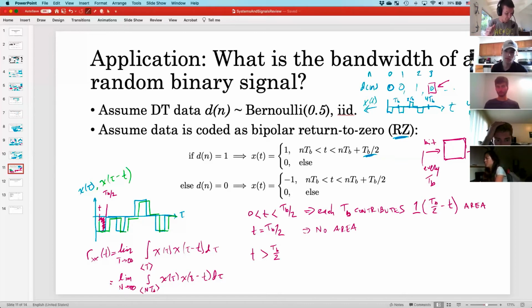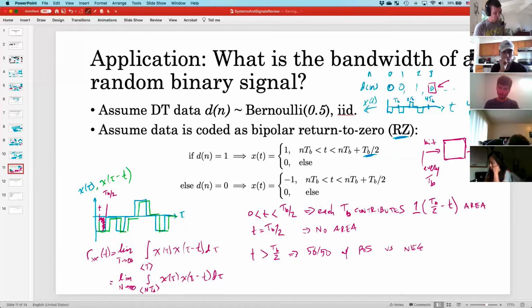Okay, so once I shift beyond my own bit period, I have an equal chance, a 50-50 chance of contributing positive area to this integral as negative area to this integral. And that's true for every single bit in the stream. So we have a 50-50 chance of positive area versus negative area. And since we're considering overall time, since we're letting big N go to infinity, then the net contribution of all of these regions is 0.